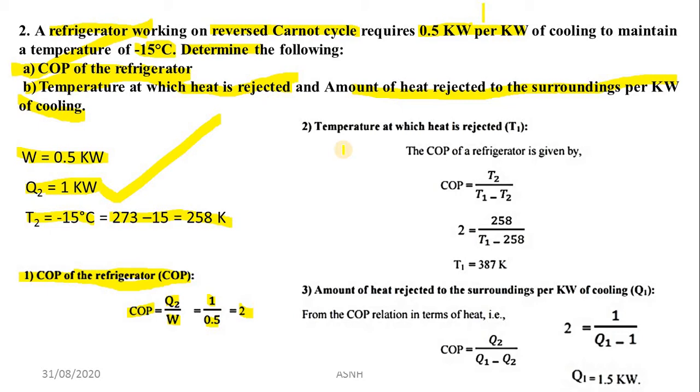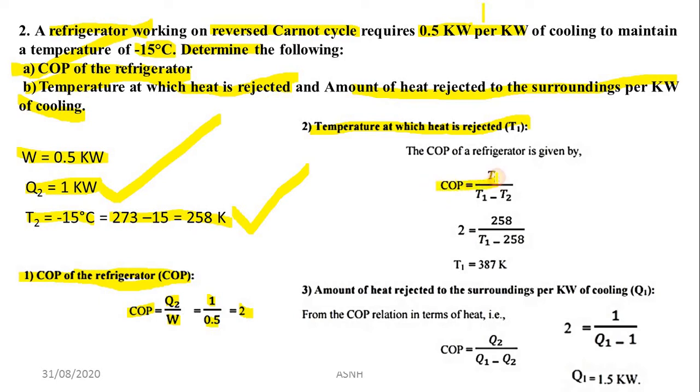Now the second important thing is we have to calculate the temperature at which the heat is rejected. That means we have to calculate the value of T1. The value of T2 is already given to us. In order to calculate the temperature at which the heat is rejected, that is T1, again we apply the formula of the Carnot COP here. Because if two temperatures come into the picture, then we can use that formula of the Carnot COP.